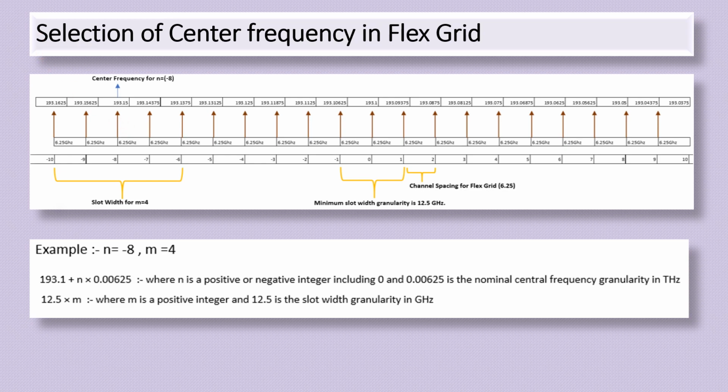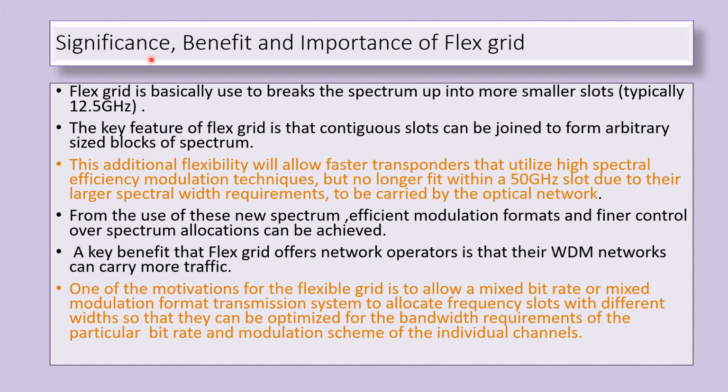Moving to the next. Significance, benefit and importance of FlexGrid. In this video we have already said that FlexGrid is basically used to break up the spectrum into smaller slots, smaller channel spacing. The key feature of FlexGrid is that contiguous slots can be joined to form an arbitrary size block of spectrum. So we can choose any width of frequency slot. This is the freedom of this flex grid. We can choose a slot width according to our need.